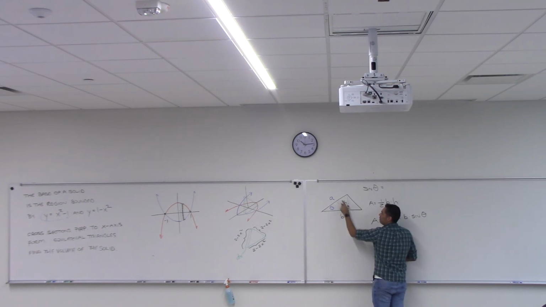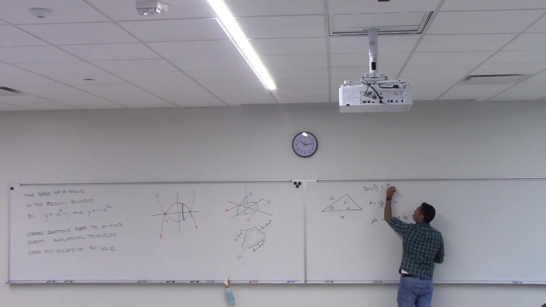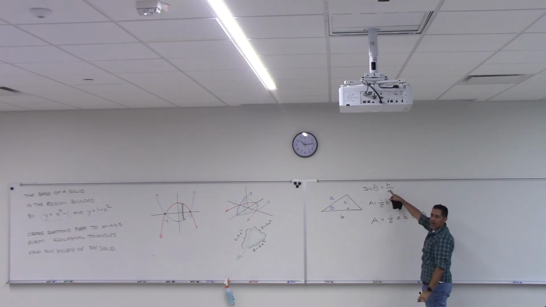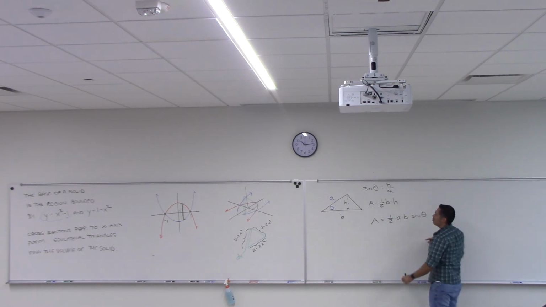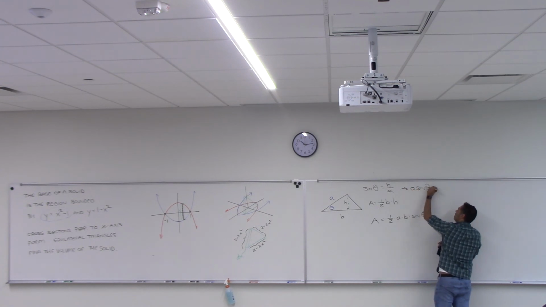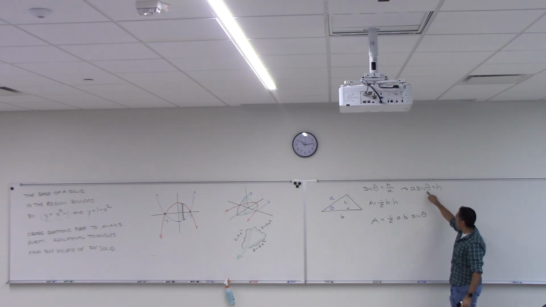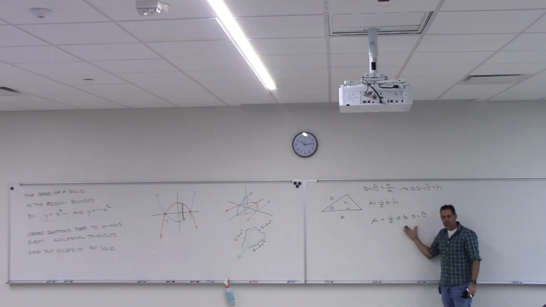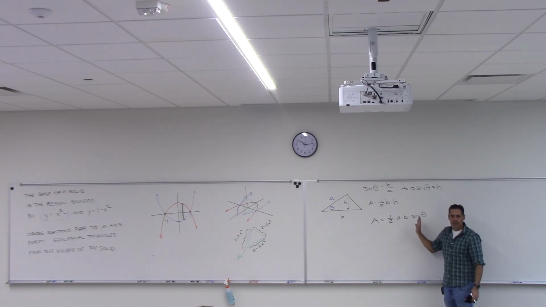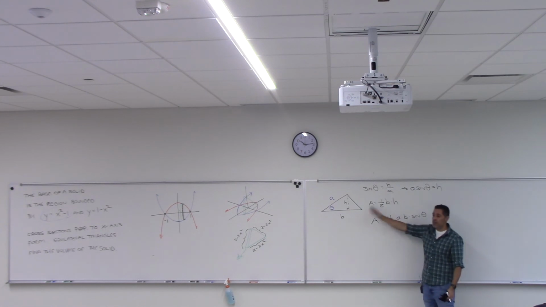Opposite over hypotenuse. So that would be h over a. Solve that for h. Multiply both sides by a. What do you get? A sine theta is h, right? Now, take this formula and replace h with a sine theta, and what do you get? This formula. Okay? So it's not like crazy magic. It is a very simple formula based upon the geometry of this triangle.